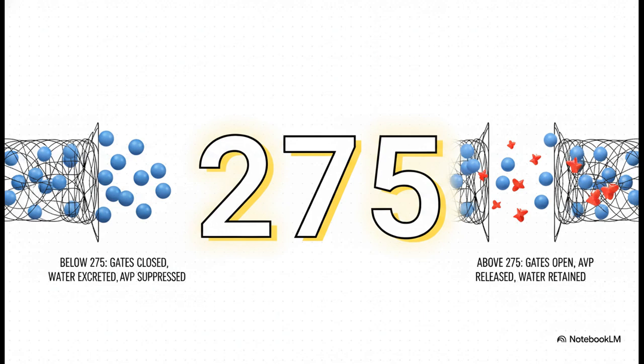You see, osmoreceptors in the anterior medial hypothalamus are incredibly sensitive. They can detect even a tiny 2 to 4% change in sodium. 275 milliosmoles per liter is the crucial plasma osmolality threshold. When your blood is dilute, meaning osmolality is below 275, AVP is firmly suppressed. The gates are closed, and you naturally excrete water. But the second it rises above that threshold, telling the body your blood is getting a bit too concentrated, AVP release spikes steeply. It's a remarkably elegant, highly calibrated system.